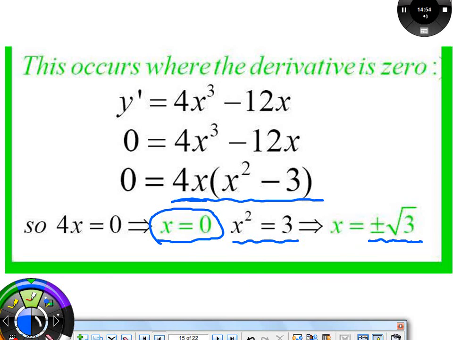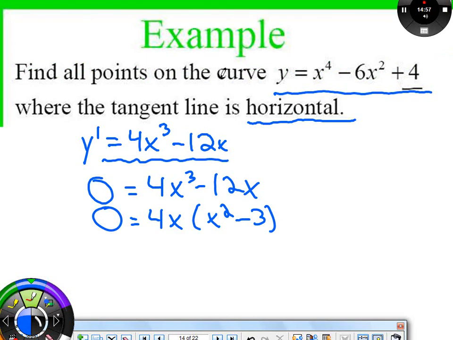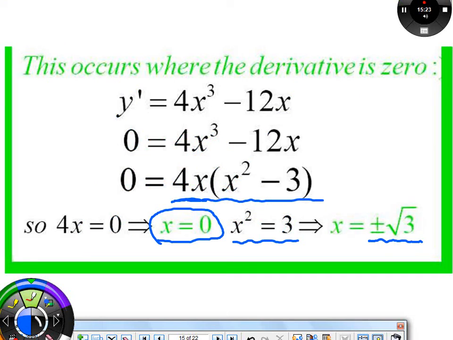Now, it says find all the points. A point is an x and a y coordinate, right? So on a graph, a point is an x and y coordinate. That's a different question than saying where on the curve is the tangent line horizontal. If they just say where is it horizontal, a lot of times that's just the x coordinate. But it's better to give both coordinates if you can, because that really gives the location. So these are the x coordinates, and if you ever want to find the y coordinates, you always want to plug them into the original function.